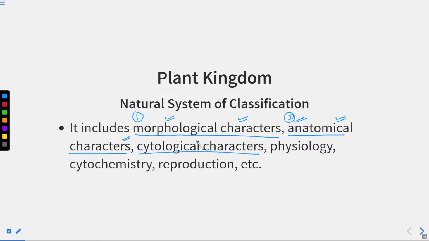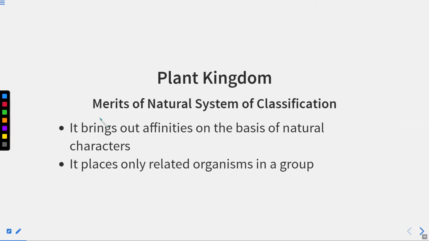Cytological characters: they are also considering the cytological characters, meaning the characteristics based on the cellular structure. Physiology, cytochemistry, and also reproduction. So a number of things they are considering in the natural system of classification, and that is why this system of classification is accepted. Now let us talk about the merits of the natural system of classification.